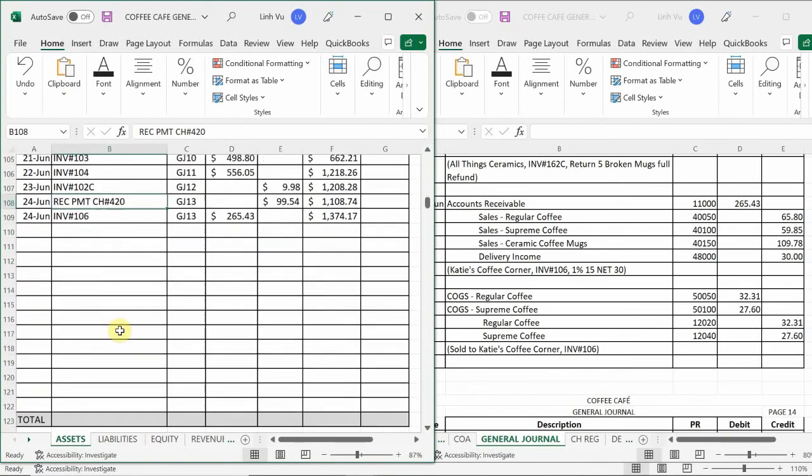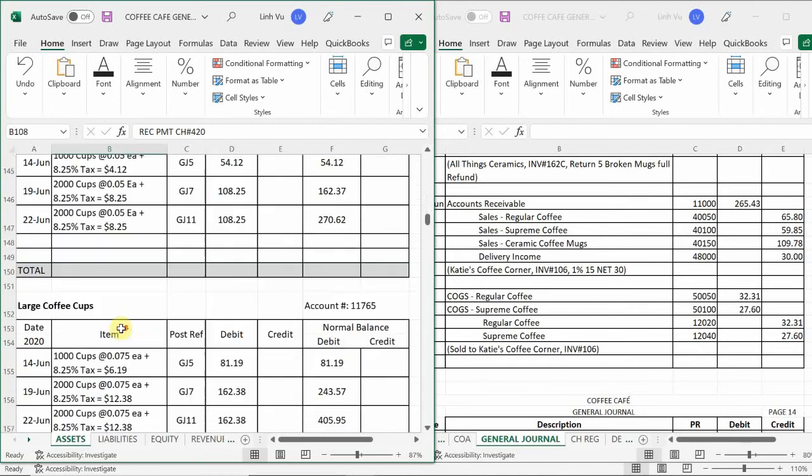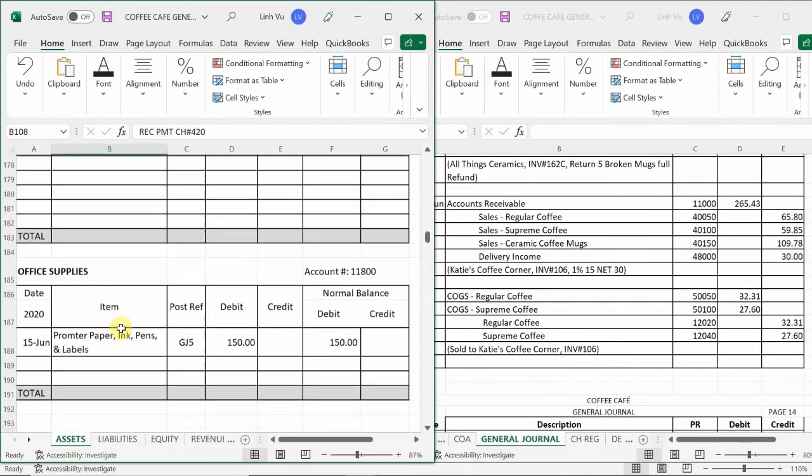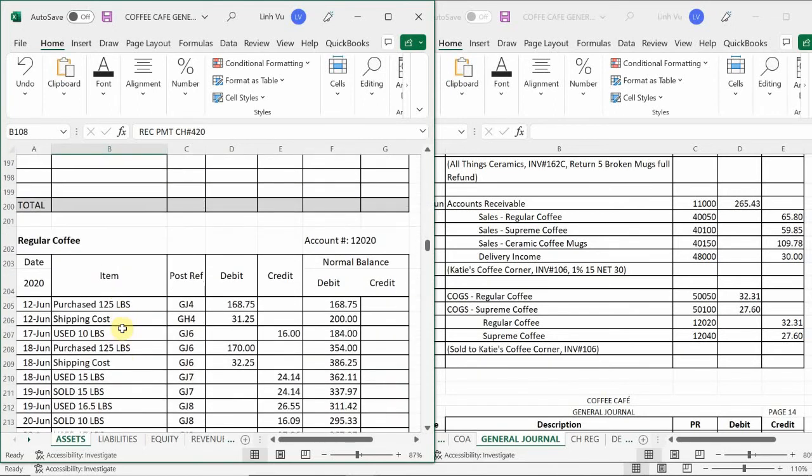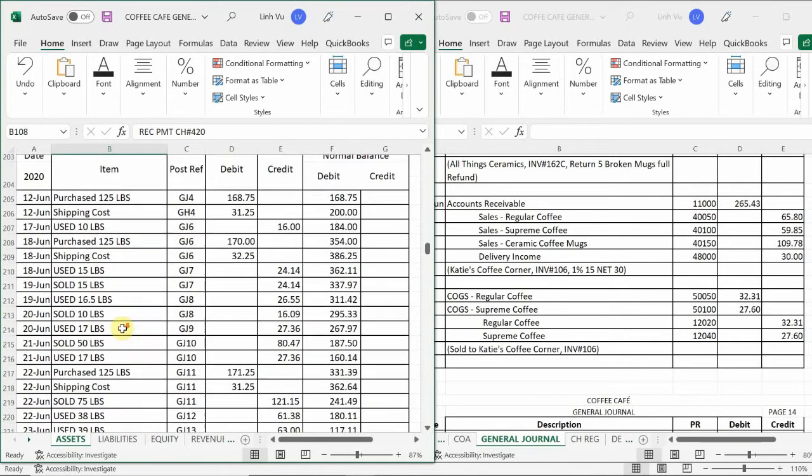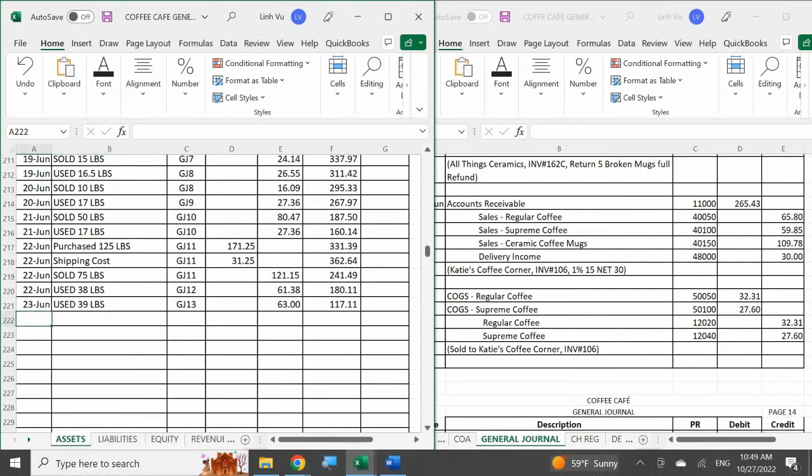Then we need to update my inventory. Okay, here's my regular coffee. I sold 20 pounds for 32.31. So I should have how much left?